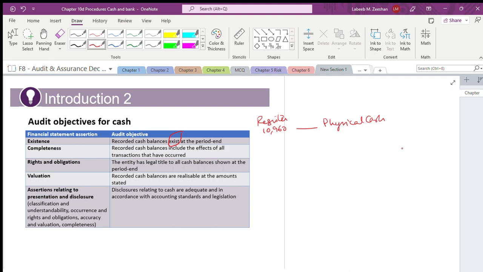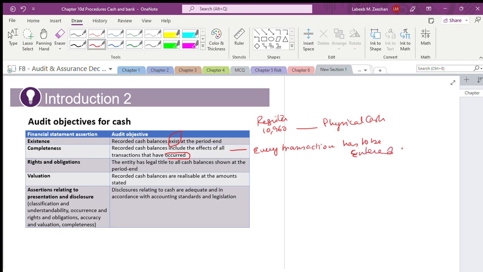Completeness: all recorded cash balances include the effects of all transactions. What is completeness? We have to record each and every transaction. Every transaction has to be entered. That is what we are talking about in terms of completeness.